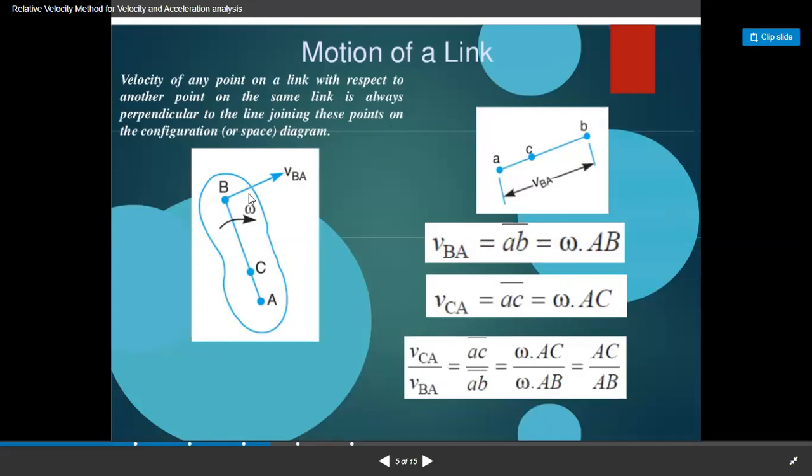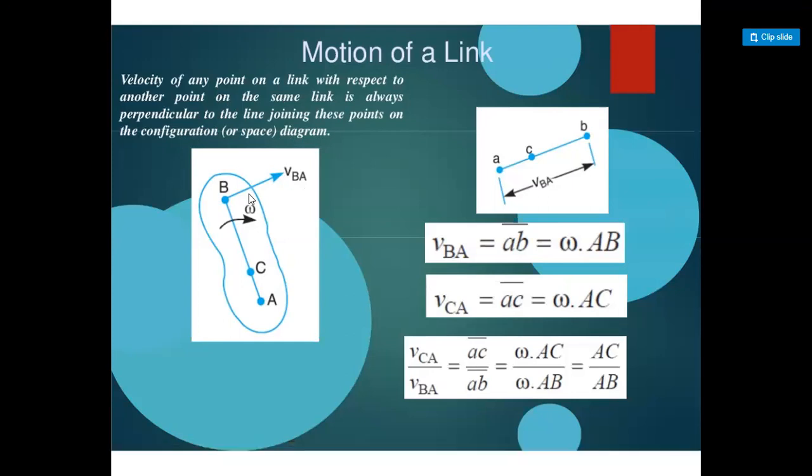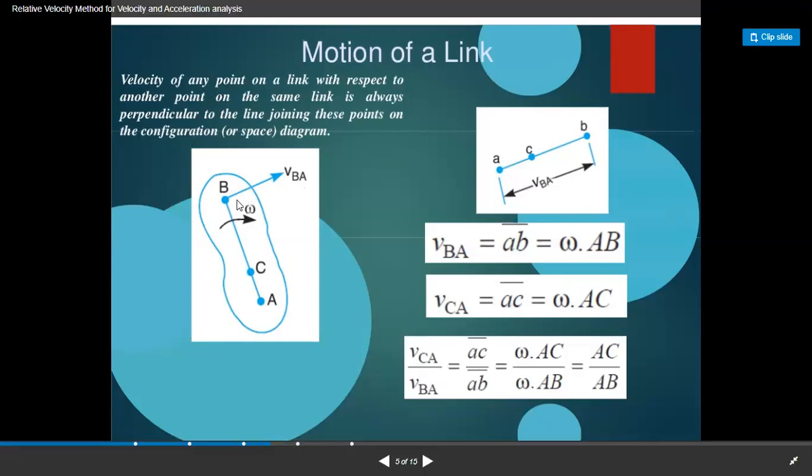Whenever you want to find the linear velocity of a point with respect to another point, suppose here we have to find the linear velocity of point B with respect to point A, then first we have to join the two points, A and B. Now the linear velocity is in the perpendicular direction of the joining line, and it is the velocity of BA, means the velocity of B with respect to A. Now VBA is equal to AB.